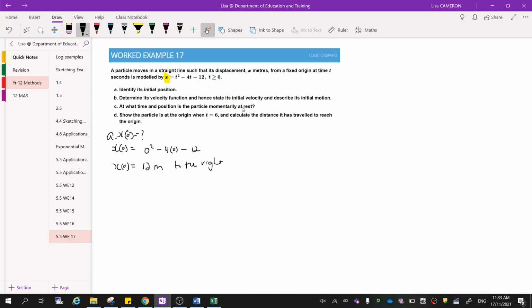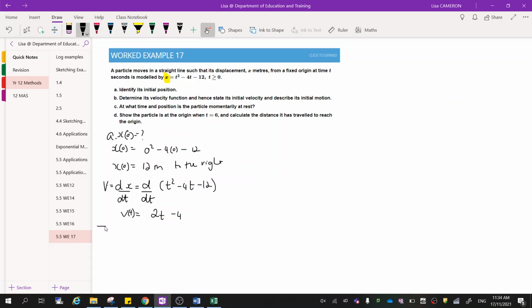Determine the velocity function, hence state its initial velocity and describe its initial motion. So, define its velocity function. That's going to be equal to the derivative of its displacement function with respect to time, meaning that I'll need to differentiate t squared minus 4t minus 12 with respect to t, which would leave me with 2t minus 4. So that's a function for its velocity with respect to time.